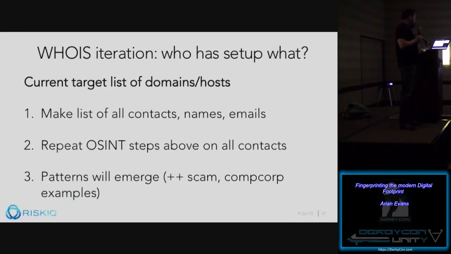The second thing is once we have all that OSINT information, we want to take that list of people, their names, their email addresses, their phone numbers, and we want to go back through WHOIS. We want to go back through Google, and we want to go back through Bing, and we want to mine, and we want to see what else they're attached to. Because when we start doing that, patterns will emerge that are very interesting.